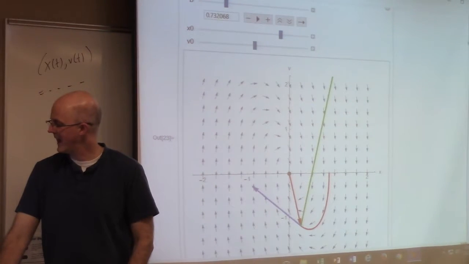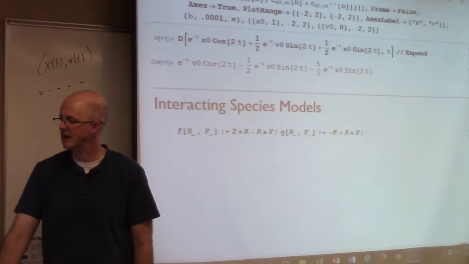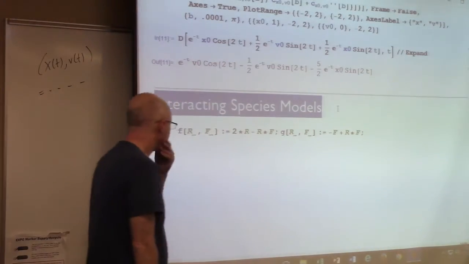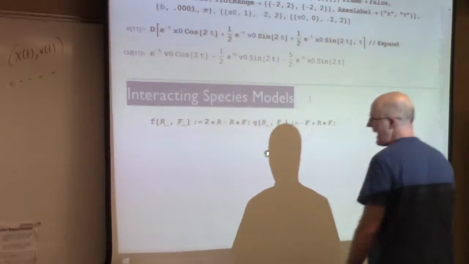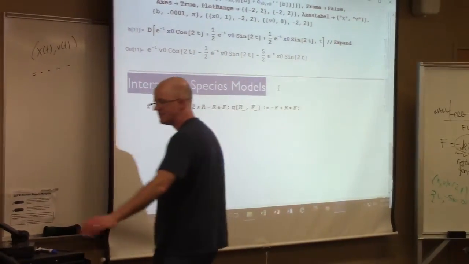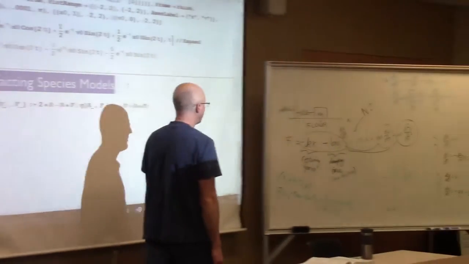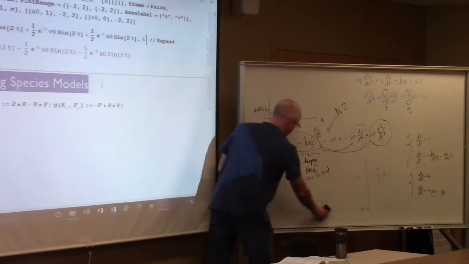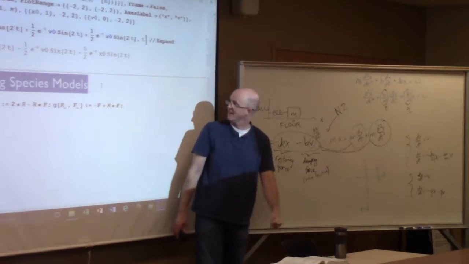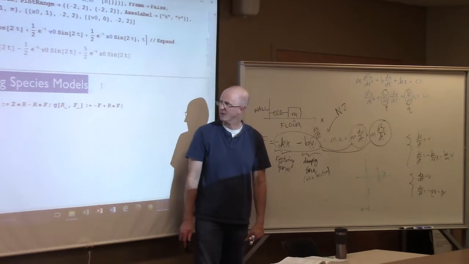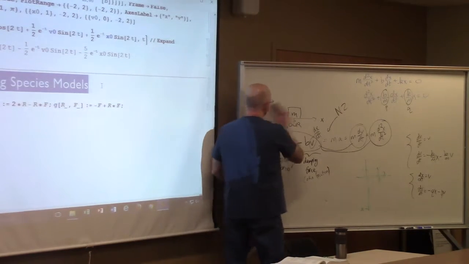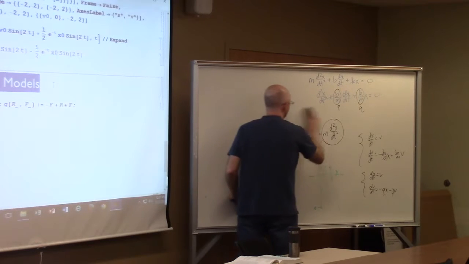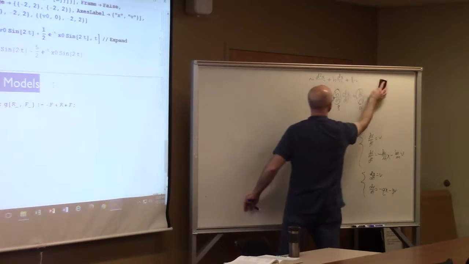All right, in the remaining time we have, which I thought I'd have more time for this next topic, we're going to start talking about interacting species models. And what I have here are a couple functions that are right-hand side functions for a system of differential equations modeling predator-prey models, rabbits and foxes again. Capital R represents the rabbit population, capital F represents the fox population. Probably the rabbits are like in thousands of rabbits, and the foxes are in hundreds of foxes, or maybe even just tens of foxes.